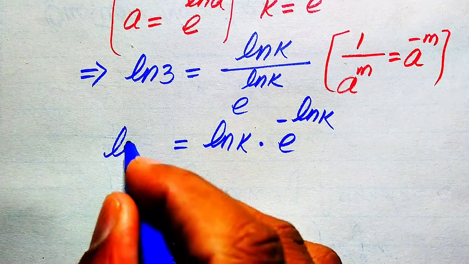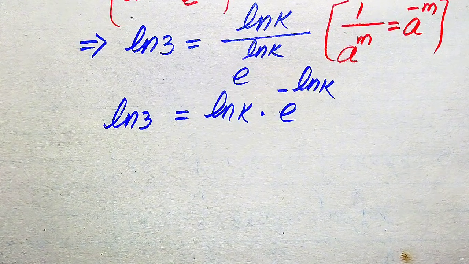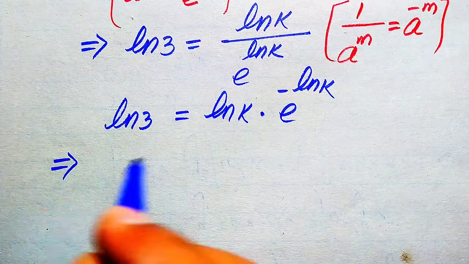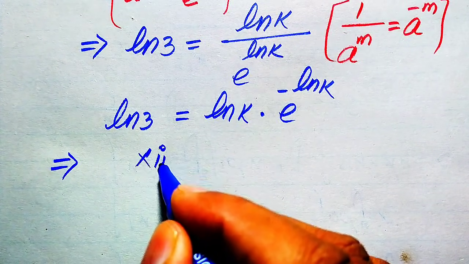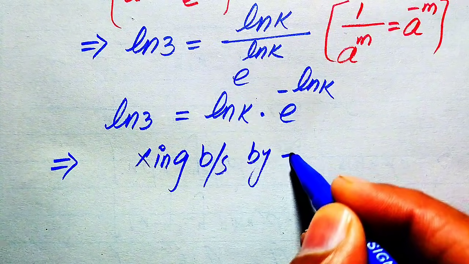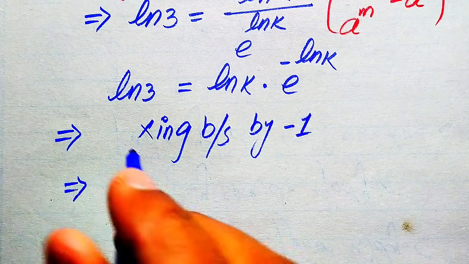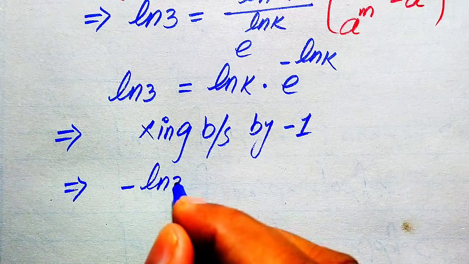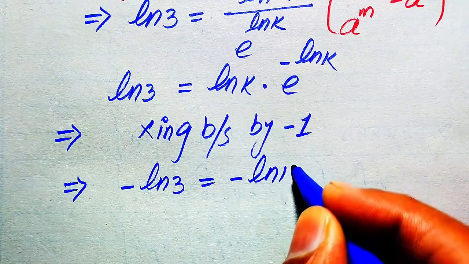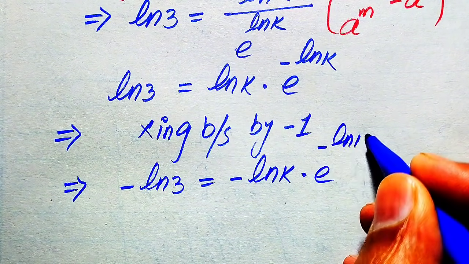So in the left hand side we have log of 3. Further in the next step, we need to multiply both of the sides by minus 1. So when we multiply both of the sides by minus 1, this log 3 becomes minus log 3, and this whole term is written as minus log k multiplied by e to the power of minus log k.